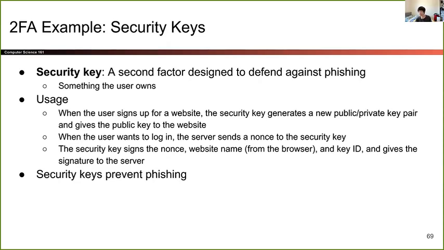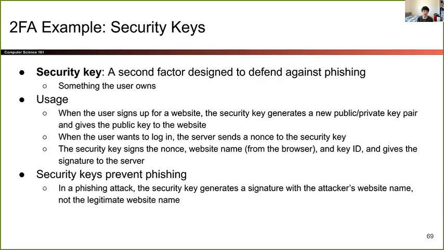And this is actually 100% effective against phishing because in a phishing attack, the security key generates a signature with the website name. So if we're on some attacker's website with a different domain name, then this signature is going to say, here's the nonce signed for attacker.com. And then when bank.com receives this, it sees, here's the nonce that I sent, but it was signed for attacker.com, not bank.com. So I know that this is not a valid signature. I'm not going to let the user through. So it completely blocks the relay attacks unless the attacker has some way of taking over the domain itself, which we assume that they can't do.